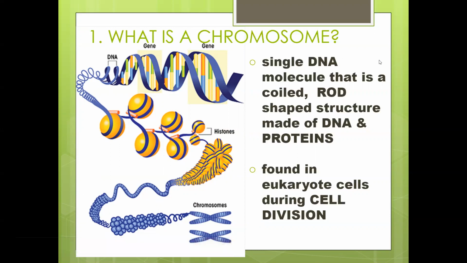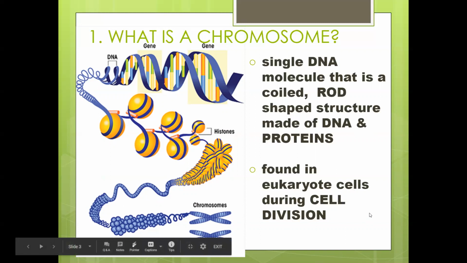So a chromosome is, in effect, a single DNA molecule that's coiled up, rod-shaped, and made of DNA and those histone proteins. And chromosomes are found in eukaryote cells. If you recall, eukaryote cells are the more complicated cells. We, humans, plants, animals, have eukaryotic cells. They are not found in bacteria, which are prokaryotic cells. And you only find them in eukaryotic cells during cell division.